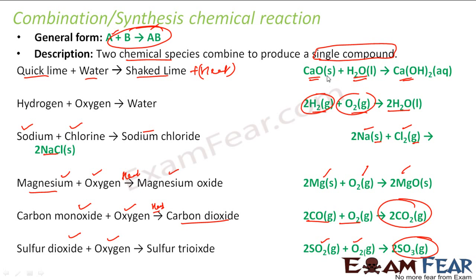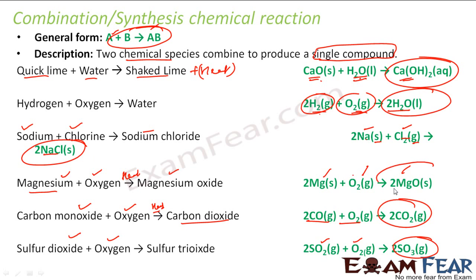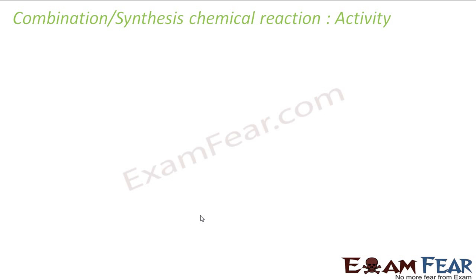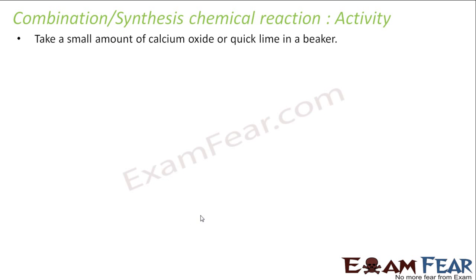The point here is that in all these reactions we have two reactants, you get one product out. You have two inputs, you get one output. So the reactant part has two items and the product part has one item. That's the example of a synthesis chemical reaction.